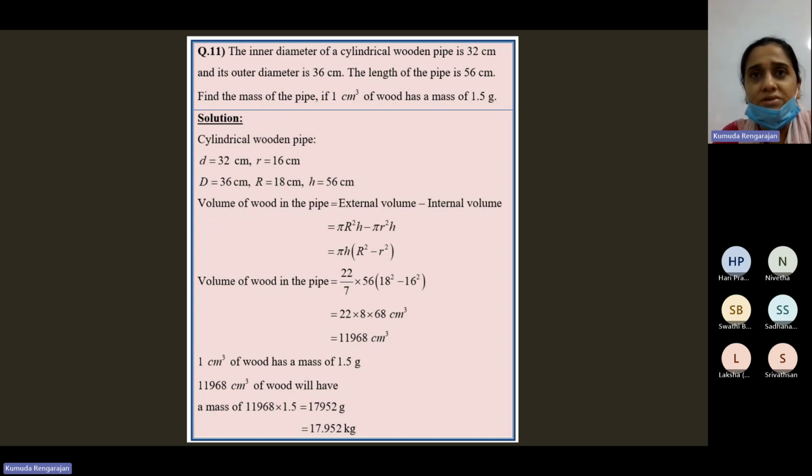So imagine that sellotape. That's how it looks. That's the kind of object you have to imagine for a pipe. So inside radius, outside radius, and height, which is the length of the pipe, 56 centimeters. It's clearly given that 1 centimeter cube of wood has a mass of 1.5 grams. So you should find how many centimeter cube is there in that wooden pipe. So how do you find how many centimeter cube? Volume.